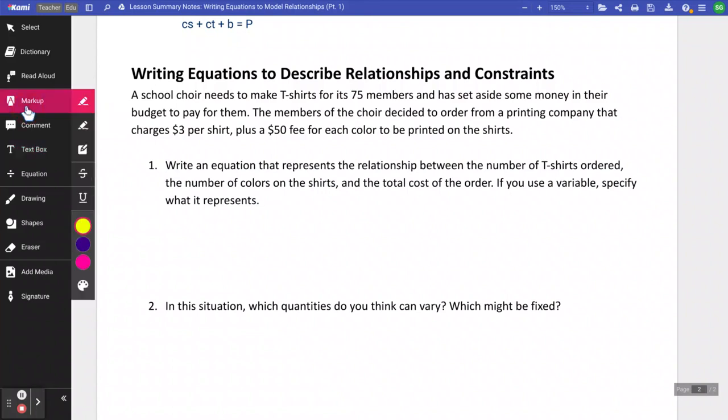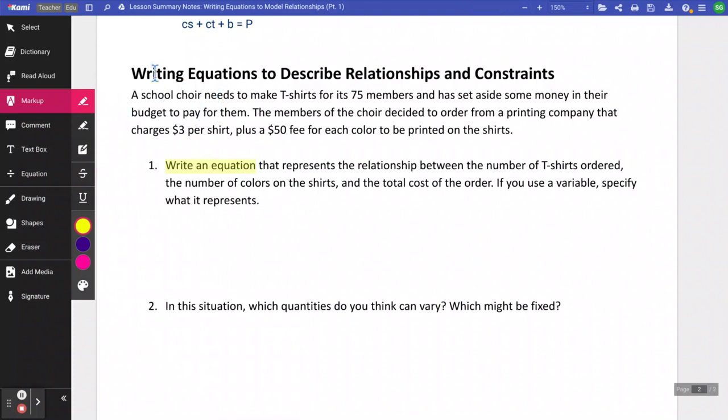We had mentioned already the goal of our first part is to write an equation. We want to write an equation that represents the relationship between the number of t-shirts ordered, the number of colors on the shirts, and the total cost of the order. And then, as always, if you use a variable, specify what it represents. When I go to write an equation, I'm going to come back again and read through this story one more time and highlight any of that important information.